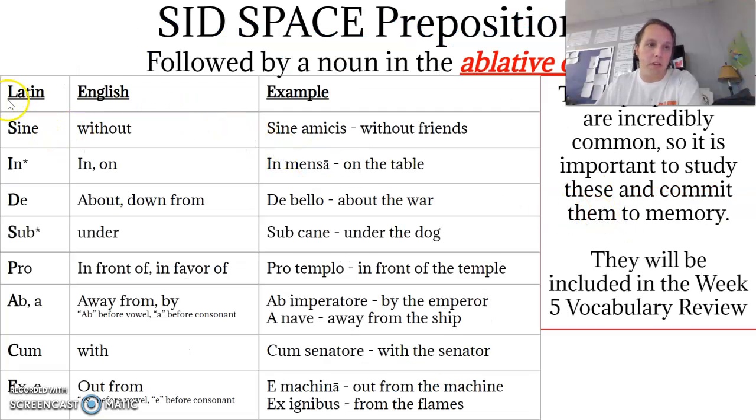These are the sid-space prepositions on the right: sine, in, de, sub, pro, ab, cum, and ex. Here's what they mean. And here is them being used in a prepositional phrase with translations. So, sine amicis, without friends. You'll notice that amicis has the ablative plural ending here. It's ablative because it is the object of the sid-space preposition sine. In mensa, on the table, that long A is ablative. De bello, that O is ablative, about the war. Sub cane, under the dog, that E is the ablative of the third declension.